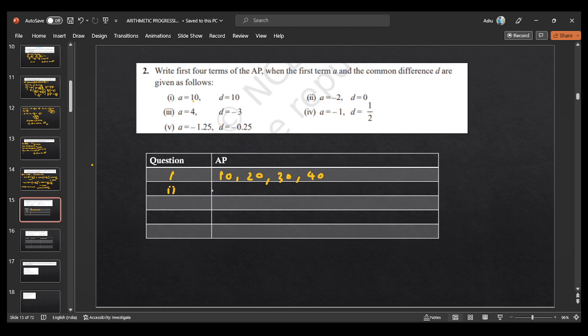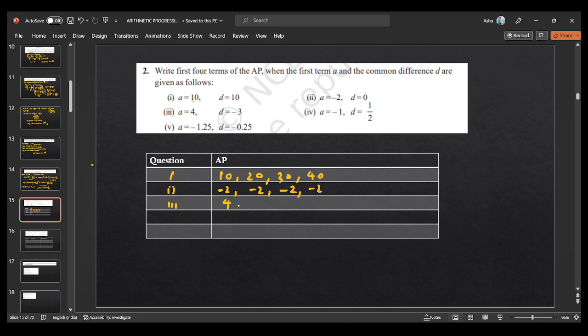In the second question, first term is minus 2. We should write minus 2. Common difference is 0. Then second term will be minus 2 plus 0, minus 2. Again minus 2. Again minus 2. Clear?